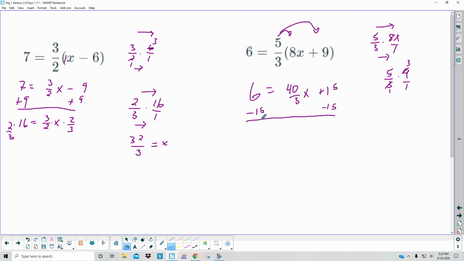And 6 minus 15 would be -9 is equal to 40/3 x. Now to get rid of 40/3, I'm going to multiply both sides by 3/40. There's a 1 that's understood to be here, and you can see that nothing goes into 9 and 40, and nothing cancels there. So you just multiply straight across. So that would be -27/40 is equal to x. Okay. I know it's fractions, and sometimes they're a little hard, but I think you guys will get the hang of it.